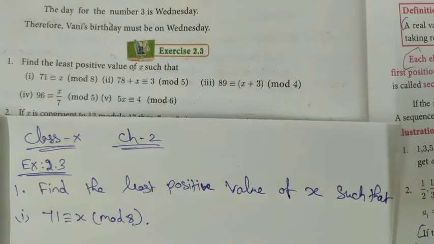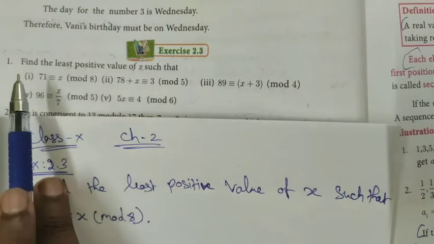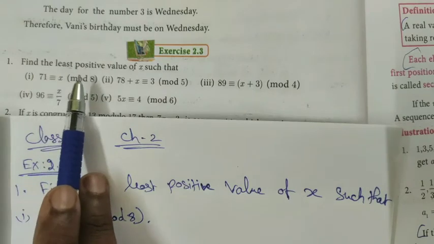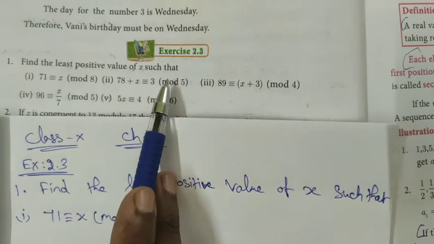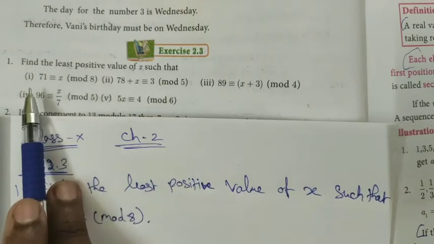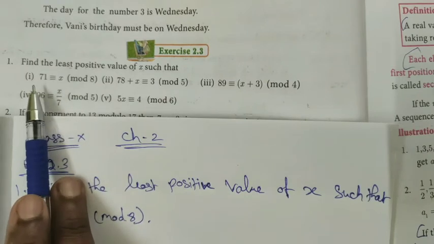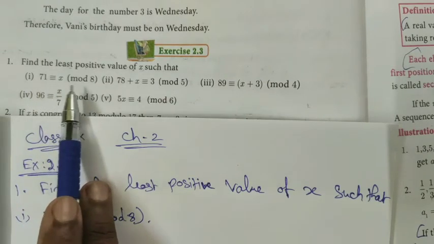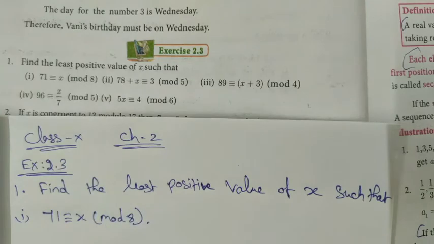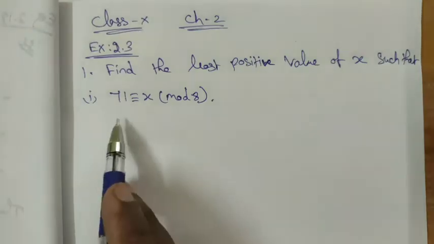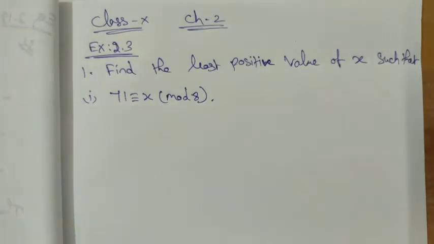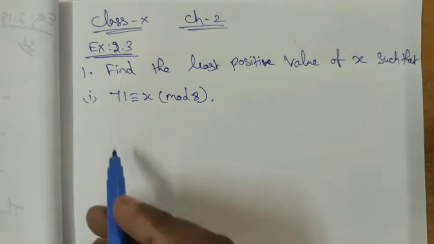Class 10, Chapter 2, Exercise 2.3, Question number 1. Find the least positive value of x such that, the five Roman numbers given. The first Roman number is 71 congruent to x mod 8. Let's see the first sum. The first Roman number is 71 congruent to x mod 8.